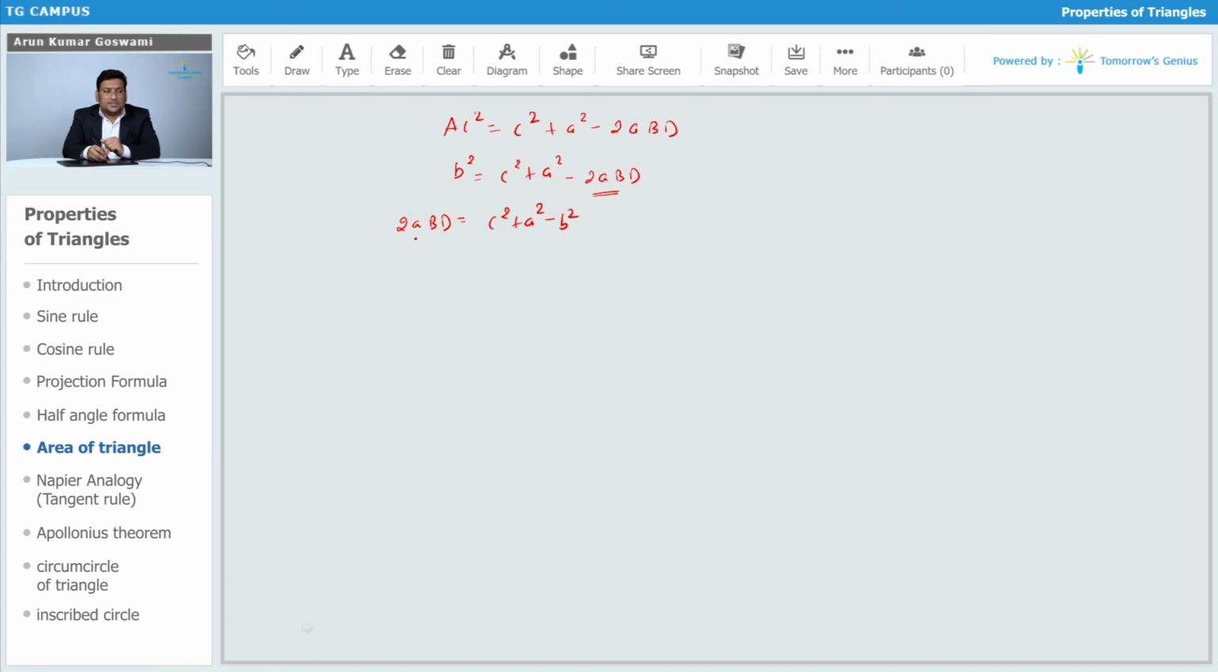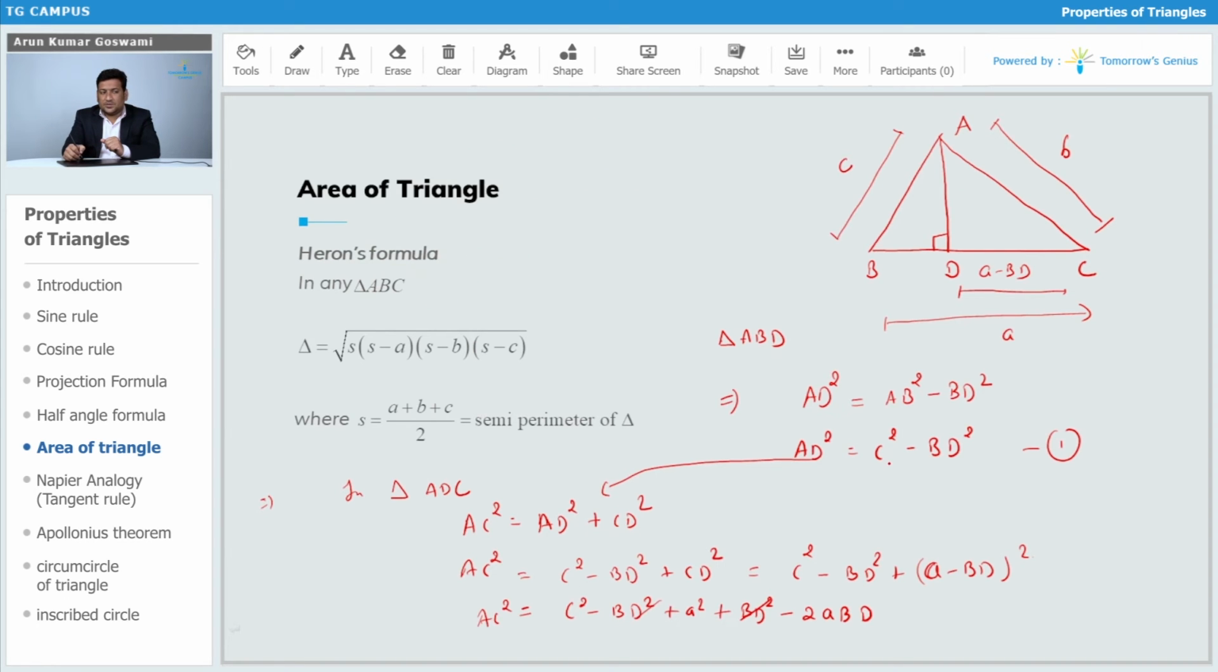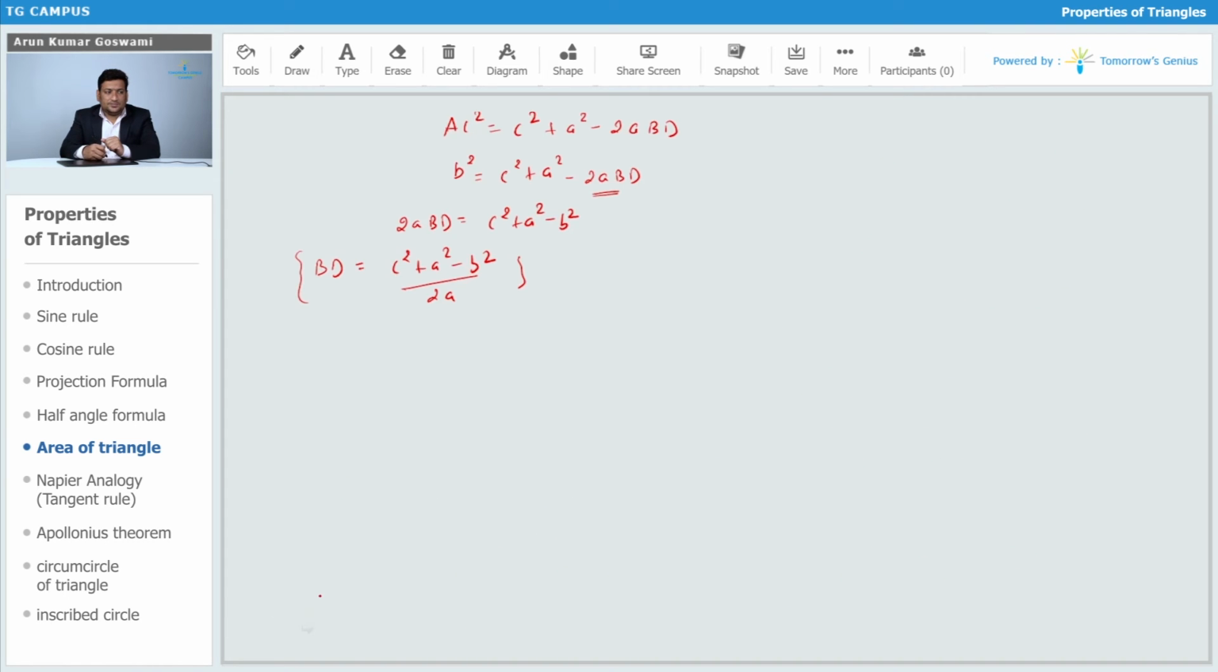Okay, since we can see here my ABD, I can write this BD as nothing but (C square plus A square minus B square) divided by 2A. Now this is what I got for BD. This BD I can substitute in my equation 1, which is C square minus BD square.